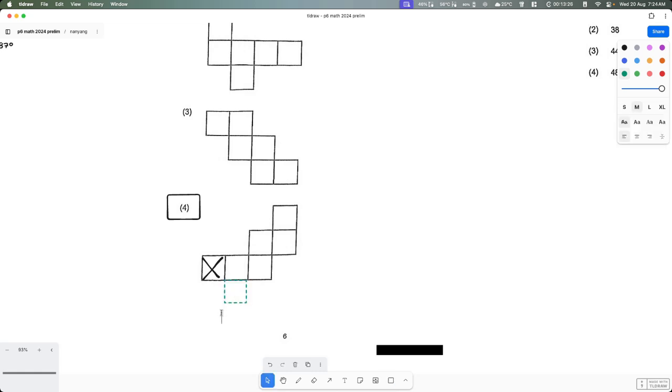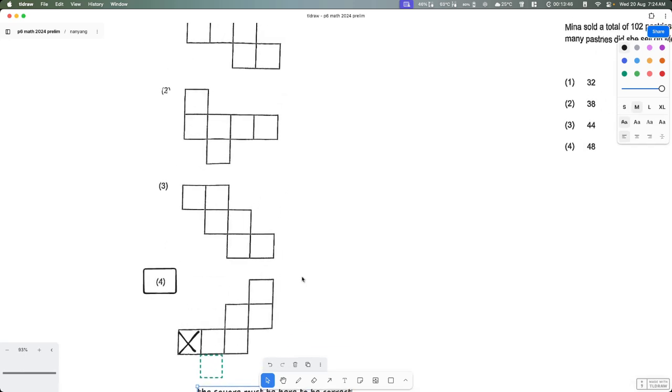The square must be here to be correct. Yep, there you go. So that is the answer. All right, let me just make this green a little bit clearer to see. Okay, all right, let's move to the next question.